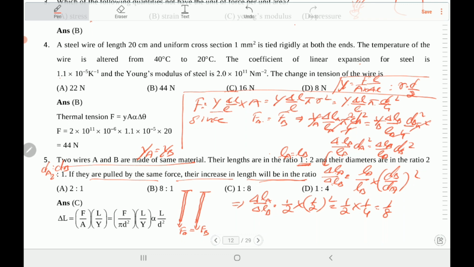And you proceed accordingly. Here, 2 wires, Young's modulus of A equal to B, and lengths are in the ratio 1:2, diameters 2:1, and you write the expression for force: Y delta L by L into A. That's it. Young's modulus relation. You are playing with the relation. Answer is 1:8. Your option C.